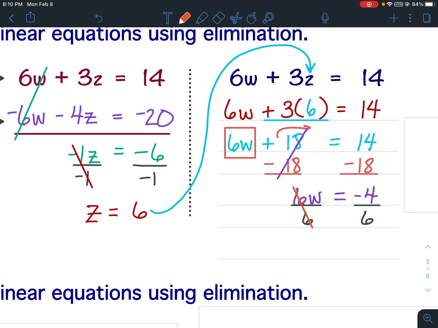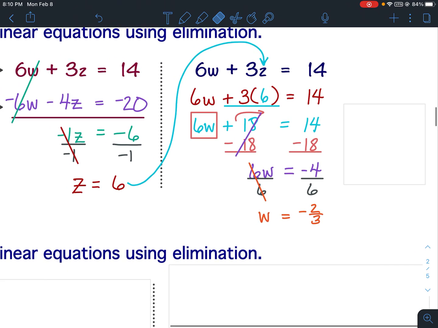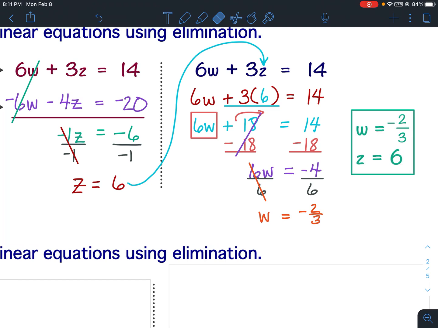When you put this into your calculator, it would give you a fraction, and that would be negative 2/3. Negative 4 over 6 would reduce to negative 2/3. So my final answer, going in alphabetical order, would be W is negative 2/3, Z is 6.